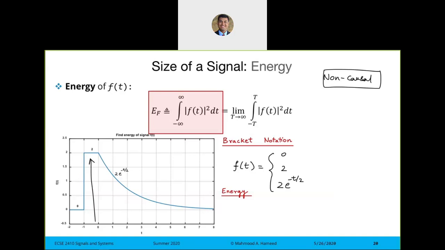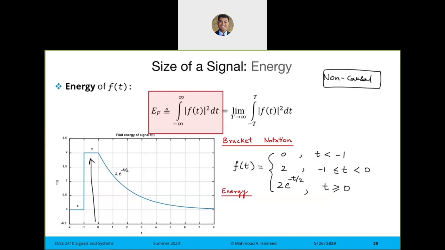Let's do the bracket notation. So we got 0, 2, 2e to the minus t over 2. All right, let's do the time periods. Where are they defined? 0 for time less than negative 1. 2 for negative 1 less than or equal to t less than 0. And then after that we have t greater than or equal to 0. So we have three pieces and we've represented f of t in the bracket notation that way.